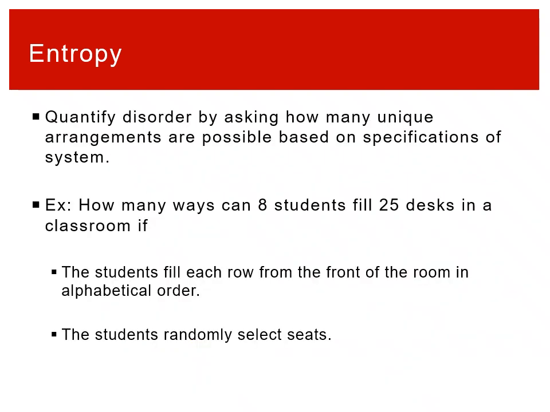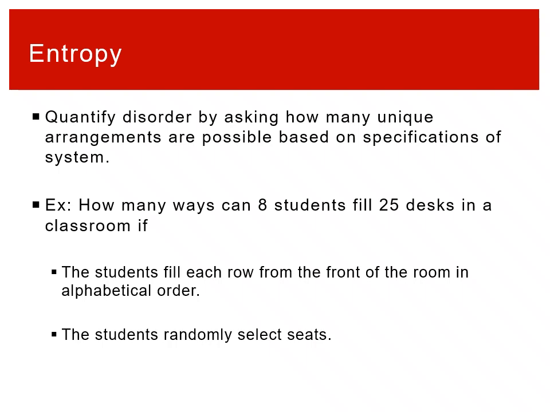One of the ways that we can go about quantifying disorder, assigning a number, is thinking about the number of unique arrangements that are possible for a system or for some group of objects based on specifications as to how you make that system. So you can quantify the entropy of anything. So let's think about the ways that we could put 8 students in 25 desks. So we're going to put students in a classroom. And when we talk about the entropy of it, it would be what is the disorder of those arrangements?